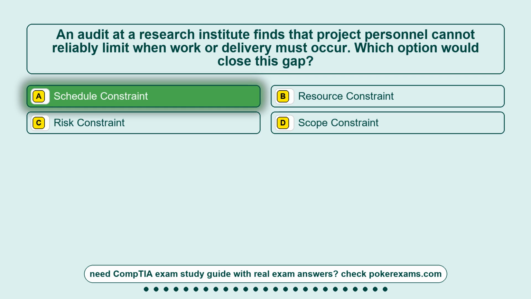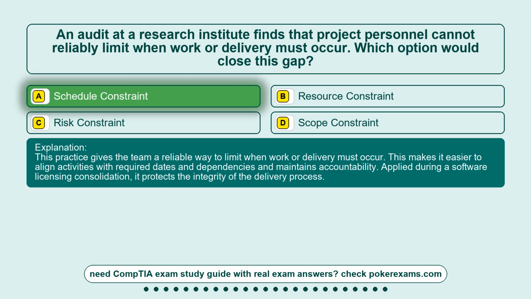The correct answer is option A, schedule constraint. This practice gives the team a reliable way to limit when work or delivery must occur. This makes it easier to align activities with required dates and dependencies and maintains accountability. Applied during a software licensing consolidation, it protects the integrity of the delivery process.